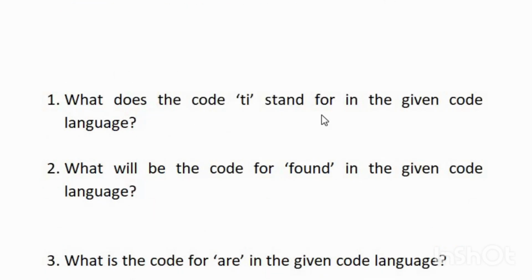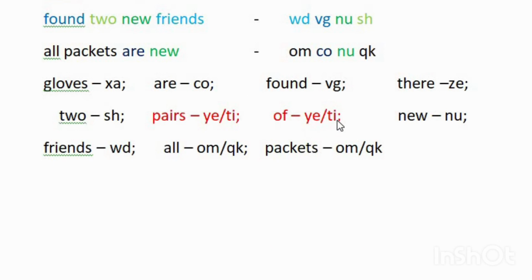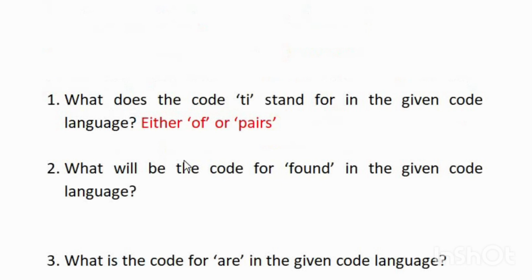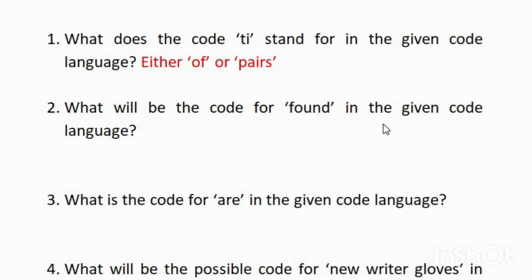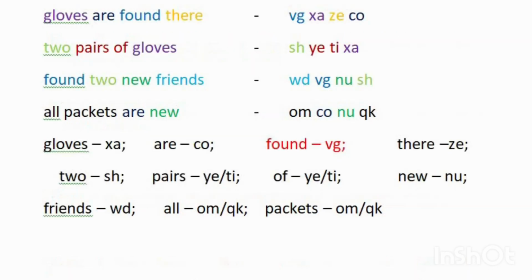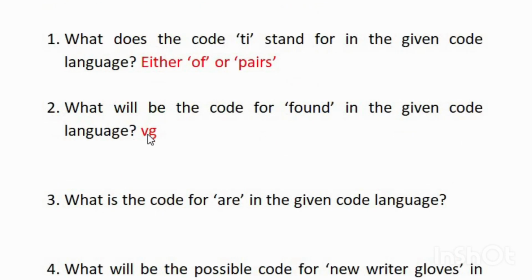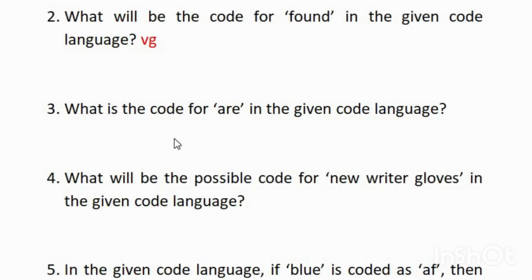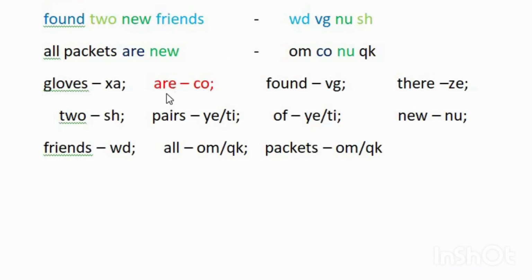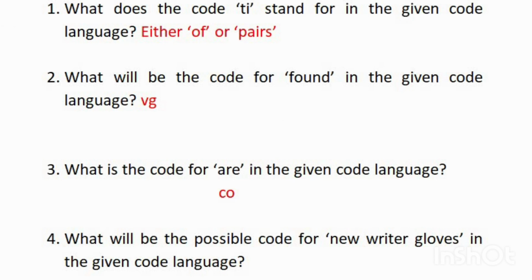First question, what does the code TA stand for in the given code language? It stands for either pairs or off. So the answer is either off or pairs. Next question, what will be the code for found in the given code language? It is VG. So the answer is VG. Next question, what is the code for R in the given code language? The code for R is CO. So the answer is CO.